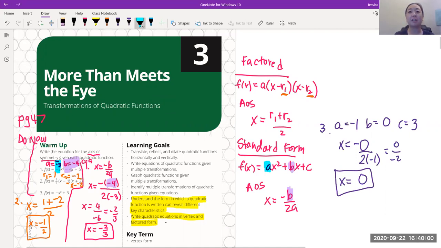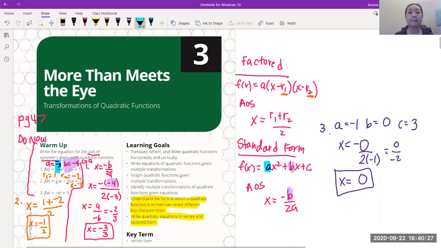And then for the learning targets, it's going to be here. We're going to be understanding the form in which a quadratic function is written, and that it can reveal different key characteristics. Remember, there are 3 forms, right? We're going to learn about the third one today. And also, we're going to be writing quadratic equations in vertex form and factored form. So again, factored form should sound very familiar to you, but vertex is the new one that we're going to be learning today.